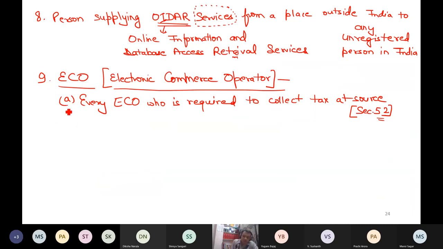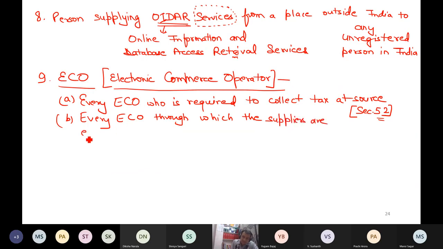Similarly, second point, every ECO through which the suppliers are engaged in intrastate supplies, intra, not inter, in intrastate supplies of selected services.